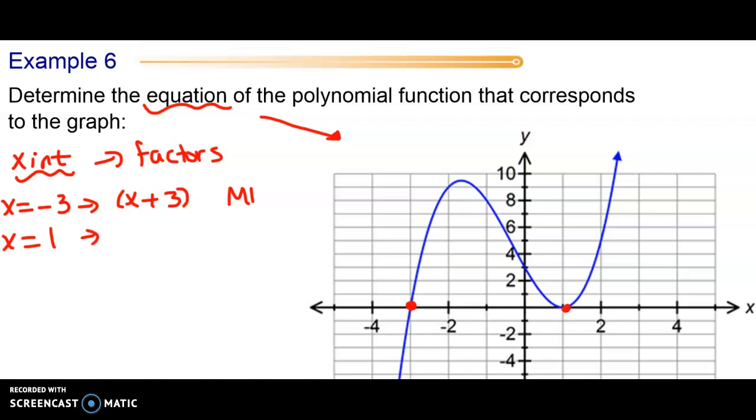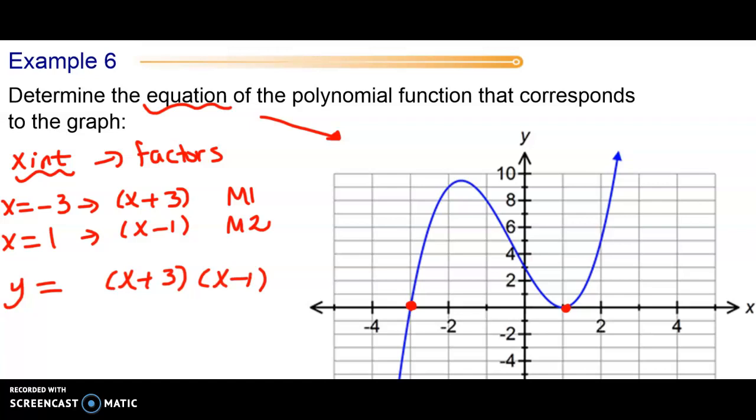The factor for this would be x minus 1, and the multiplicity would be 2 because the graph approaches the x-intercept and then bounces and goes into the positive direction. So there's no y value sign change. So what we have is the two factors, x plus 3 and x minus 1.